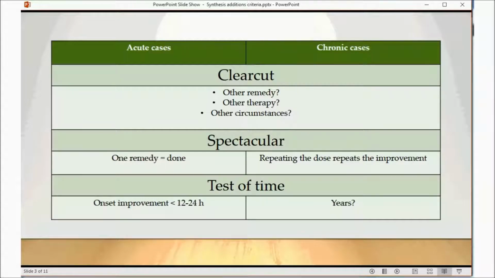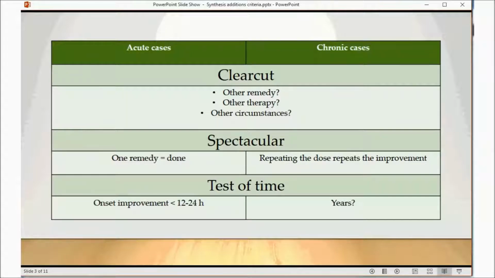It may be, but it's not the type of case we would like to use and say, listen, this case is suggesting that I make additions in Synthesis because of it. Because the flu would have been better maybe within 3-5 days anyway. So we need to see an onset of improvement within 24, even 12 hours. And you know pretty well that we do have these acute cases where people say that the improvement starts within an hour after taking the dose or even faster.